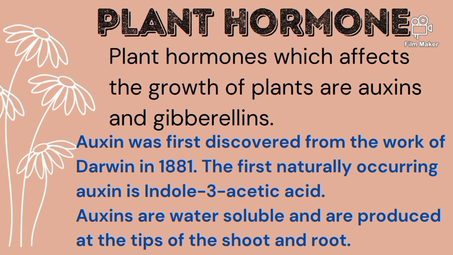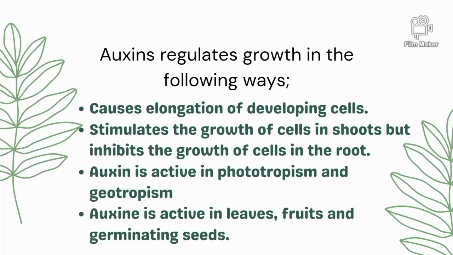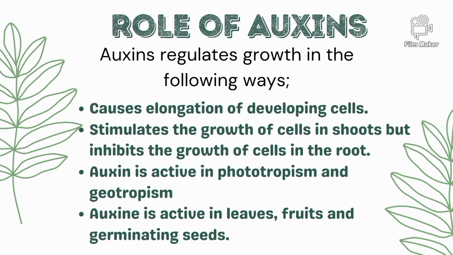Auxin was first discovered through the work of Darwin in 1881. It will interest you to know that the first naturally occurring auxin that was discovered is indole-3-acetic acid. Where is auxin being produced, and what is the nature of auxin? Auxins are water-soluble chemicals that are produced at the tip of the shoot and root. What are the functions or role of auxin in plant growth?